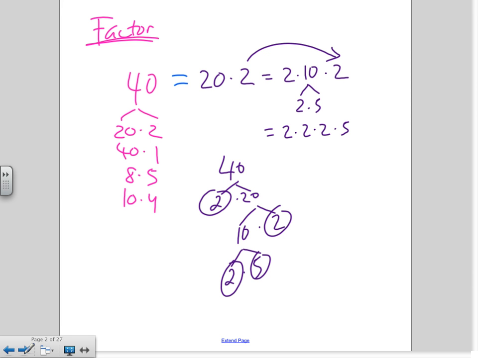Okay, but here's the thing though. Once you have it factored completely, do you notice that you can actually use the combination of your factors to make up all the possible combinations you have here?